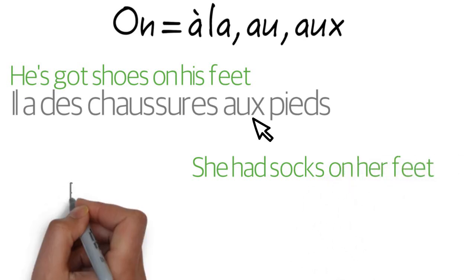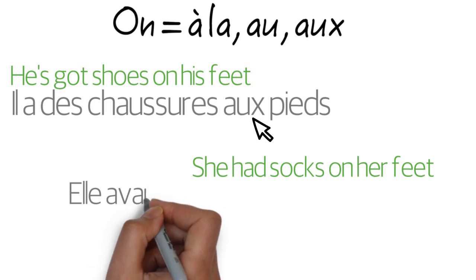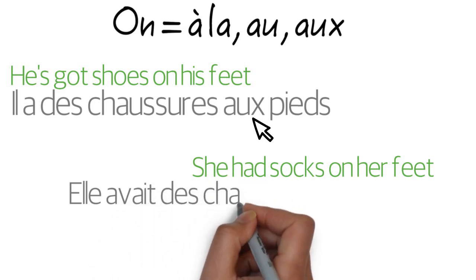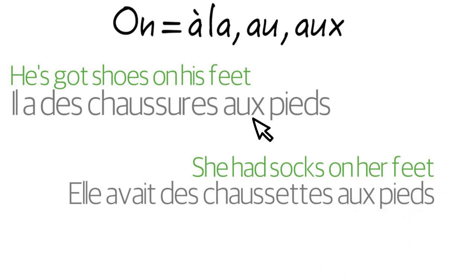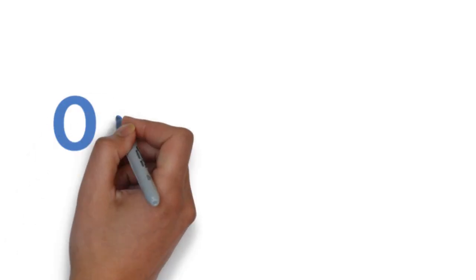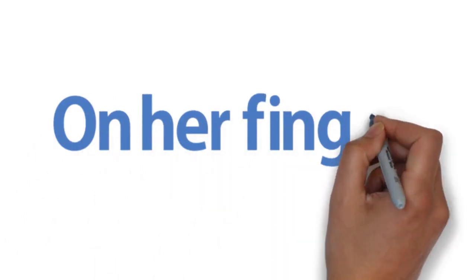She had socks on her feet. Again, we are going to have the same translation. Elle avait des chaussettes aux pieds. The same thing because it is related to "pied". Let's see now "on her finger".